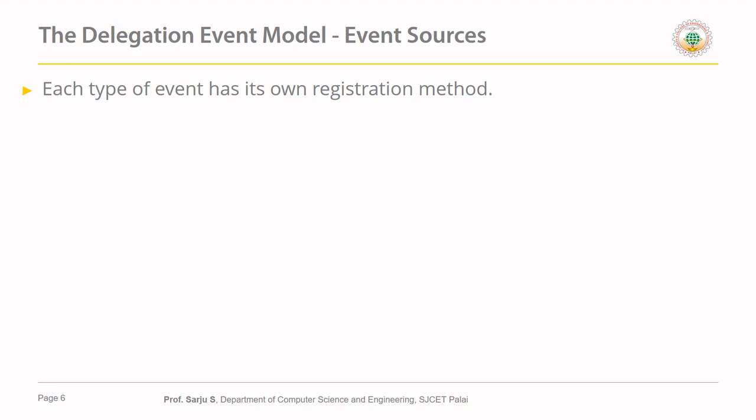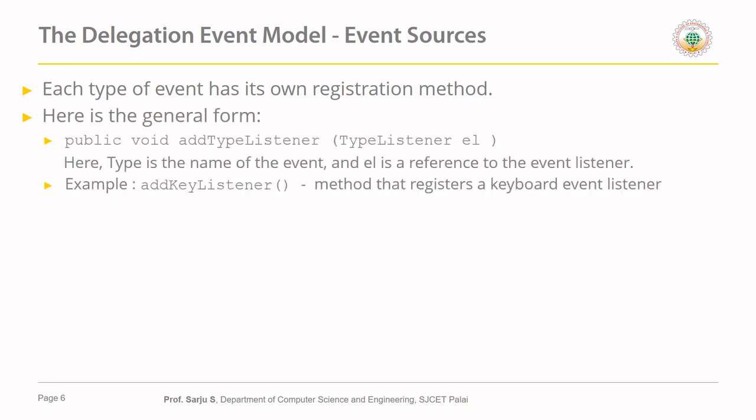Then each type of event has its own registration method. So this is an example, the general form. Here the type indicates the name of the event, and EL is the reference to that event listener. For example, if you are going to add a key listener, the key listener is added for handling keyboard presses. So here the key listener is the type. The type of the listener is mentioned in this general syntax.